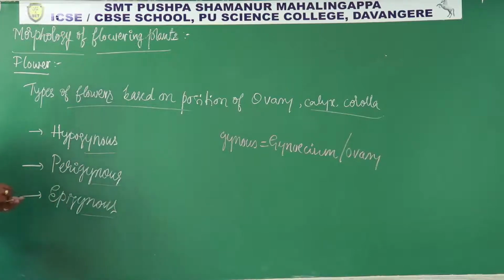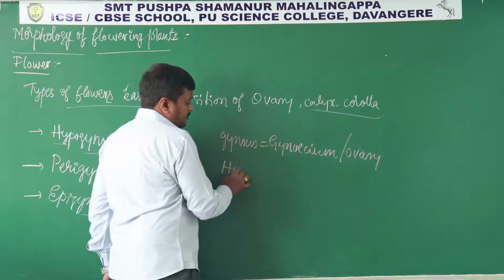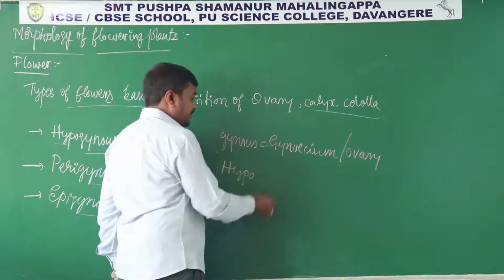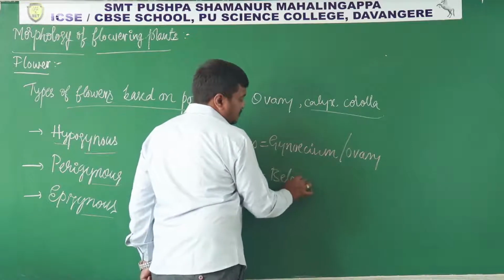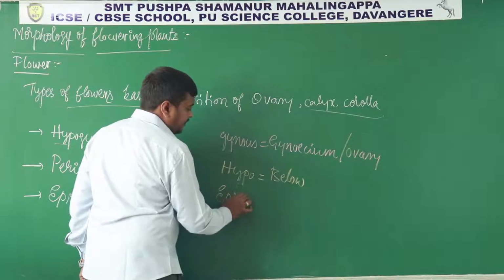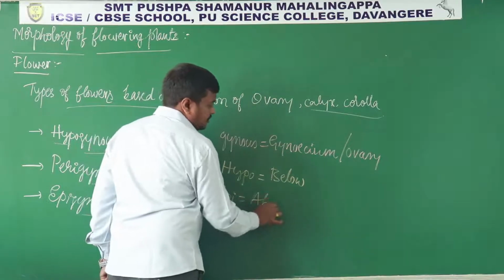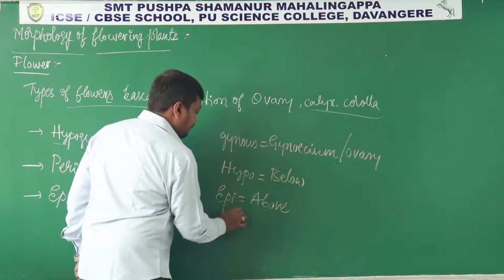Okay, then what is the meaning of hypo? So you should remember this meaning. Hypo means below, epi means above, then peri means middle.